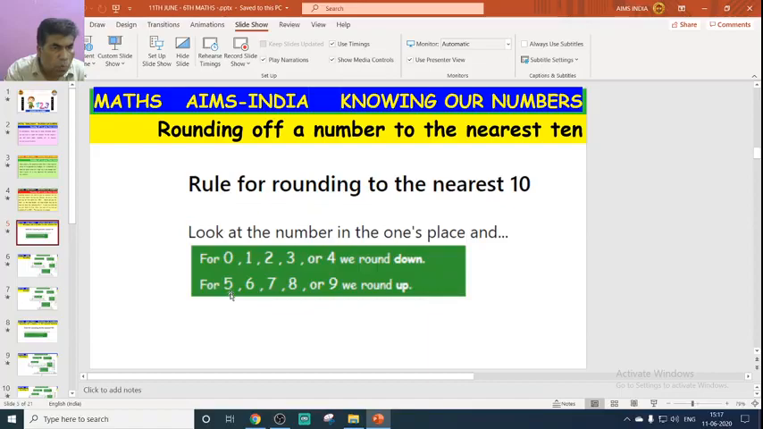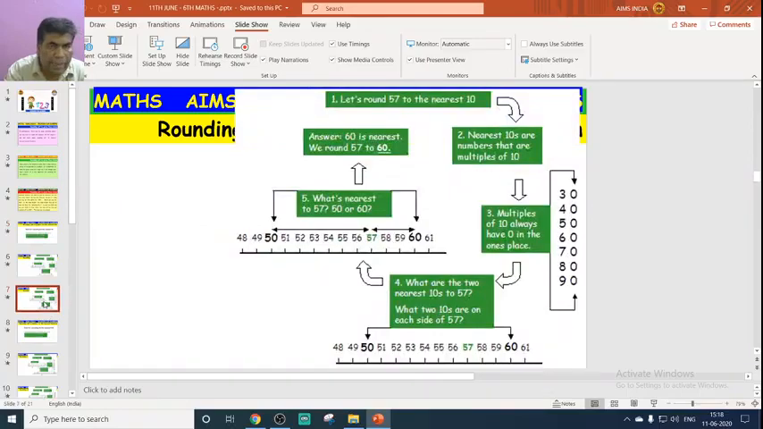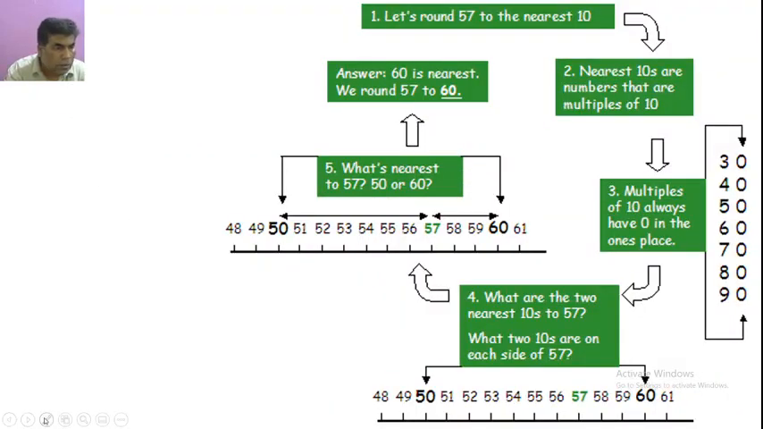If we have 5, 6, 7, 8, 9 in the units place, we have to round up. So that's why, for 45, the nearest 10 is 50. We have to round it up.